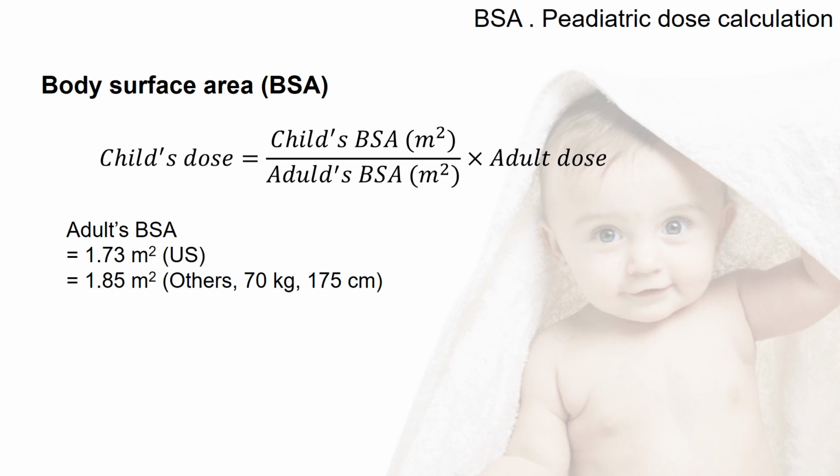To calculate, again we take the ratio of the child's body surface area to the adult body surface area, multiplied by the adult dose. For adult body surface area, in the US it is defined as 1.73 meters squared. However, in other countries it is defined a little bit higher as 1.85 meters squared.